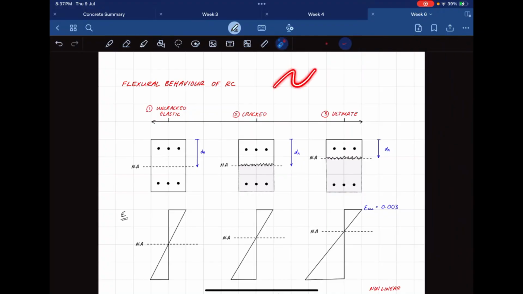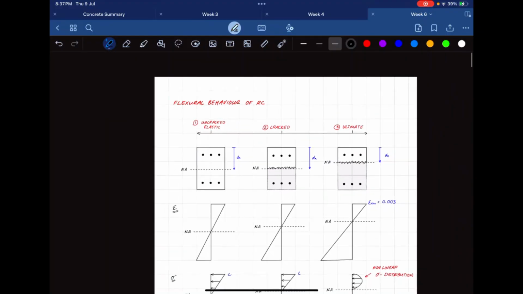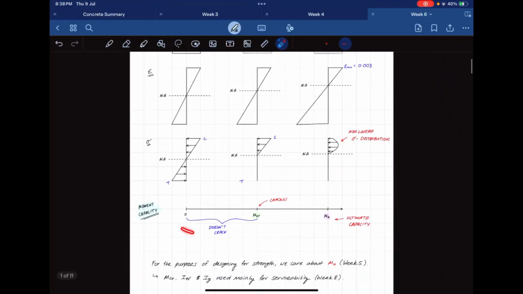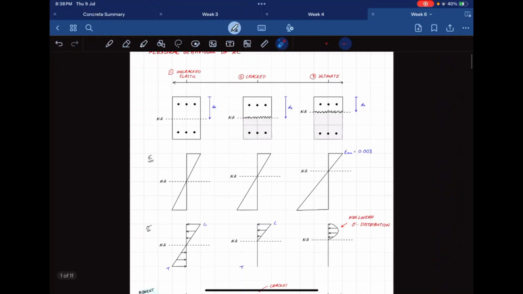Okay. Perfect. Cool. So I'll quickly run through the summary that I made at the very start. The three stages are the uncracked elastic stage, so when it's still elastic, it hasn't cracked yet. There's something I'll explain later on: when it will crack, or at what point it cracks. That's what we call the cracking moment.